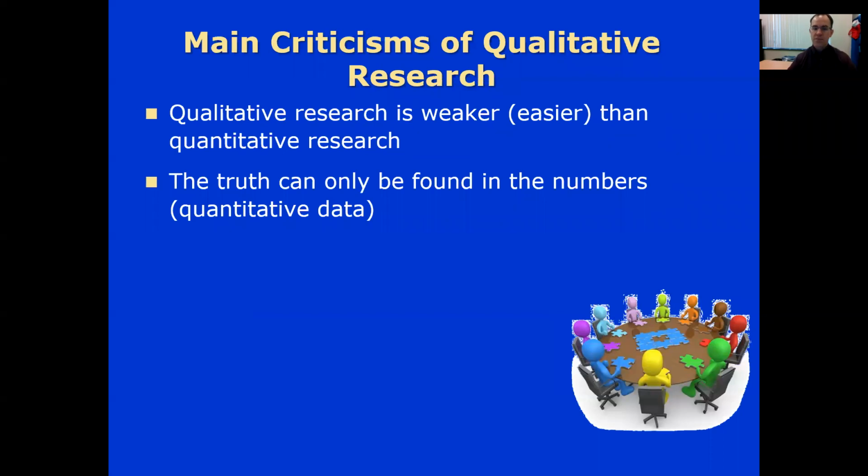Now, there are some main criticisms of qualitative research that people believe. One is that qualitative research is weaker or easier to do than quantitative research, and thereby doesn't give you the sound data to make an effective and positive decision about what the outcomes would be. They also believe that some investigators think the truth can only be found in the numbers, that the quantitative data is the only way to really pinpoint and determine an answer. However, in the next couple of slides, I'm going to do my best to discuss and address some of these criticisms and some of the benefits that you might actually find in qualitative research.